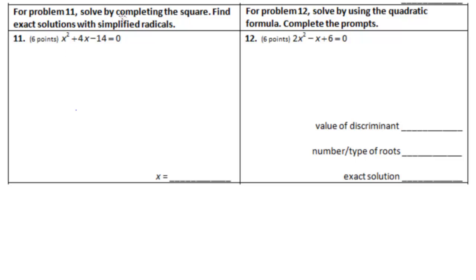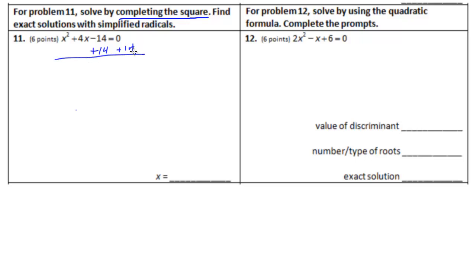Now in this first problem, problem 11, we need to solve by completing the square. And we want our answers as simplified radicals. So remember, in this process, we're going to first add 14. We're going to complete the square of x squared plus 4x plus something. But we put this 14 on the right-hand side because it's not completing the square. So we add 14 to both sides.